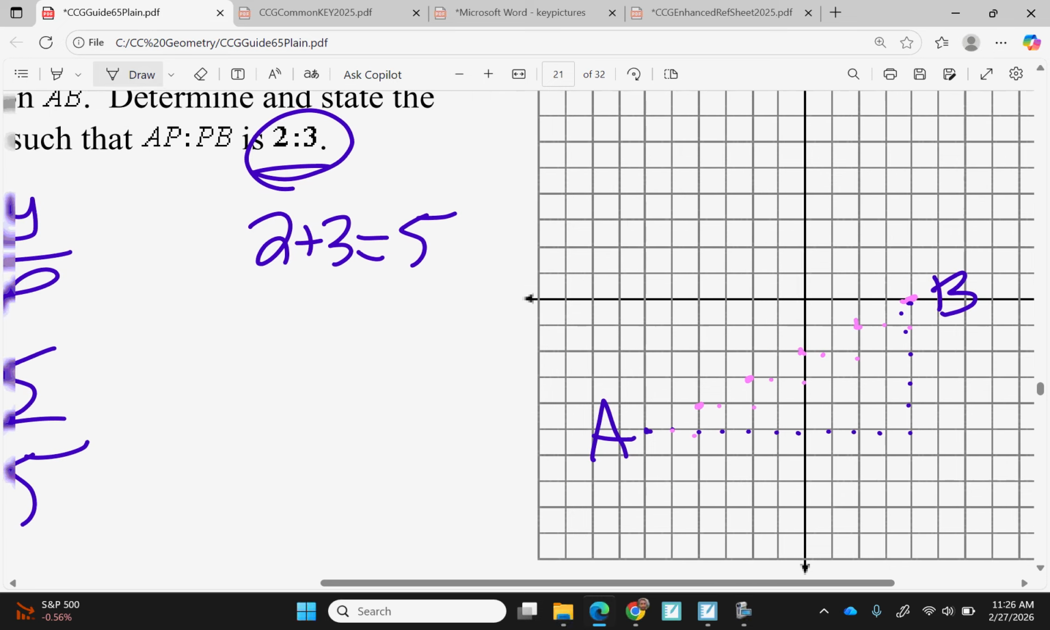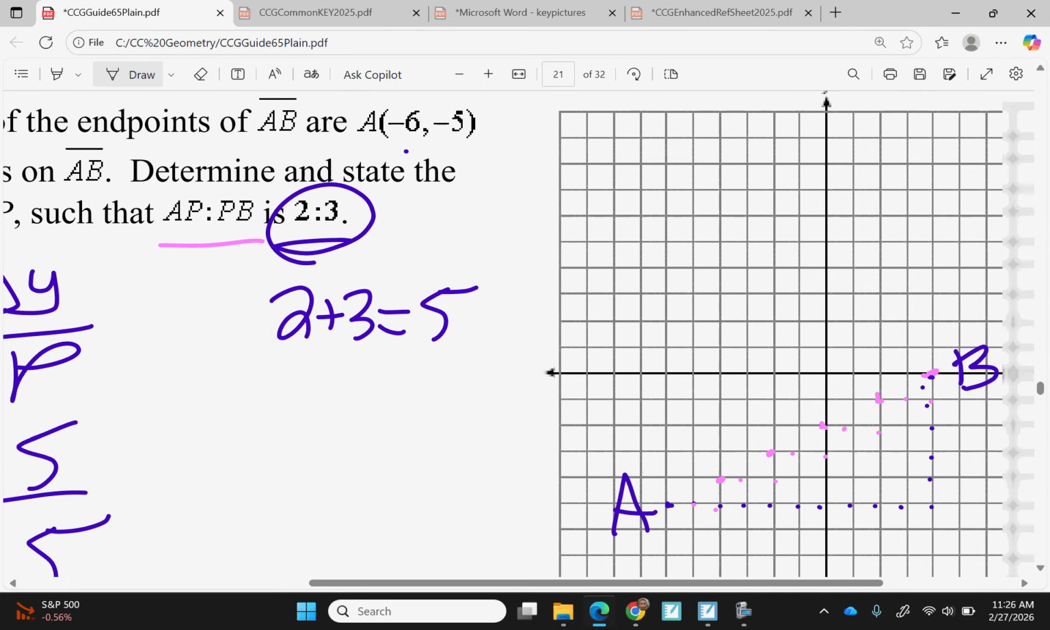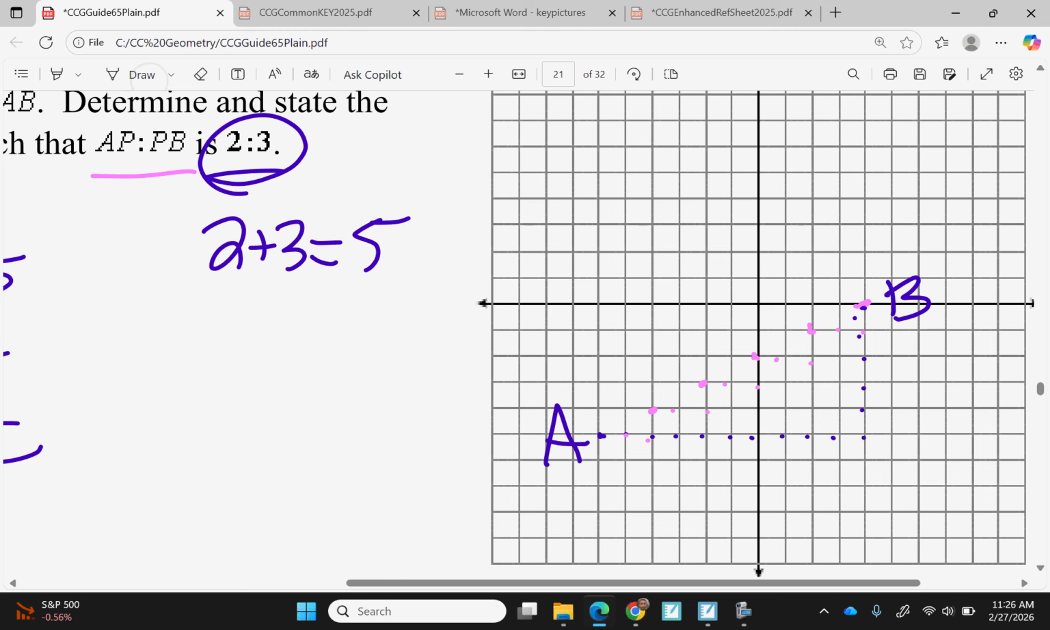Now I'm starting at A because it says AP to PB. It has to tell you which one you're starting at. So A is going to be 0, 0. This is 1, 2, 3, 4, 5. And whichever number comes first in the ratio, in this case 2, that's my answer. What are the coordinates? -2, -3.